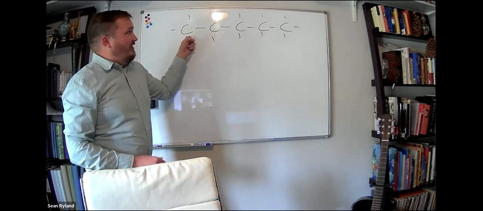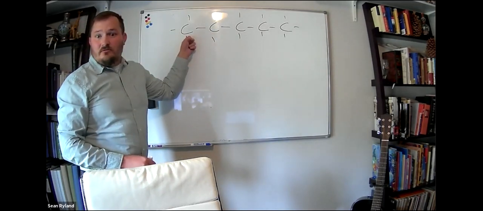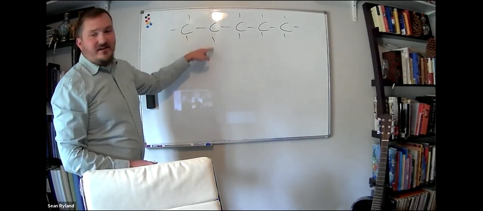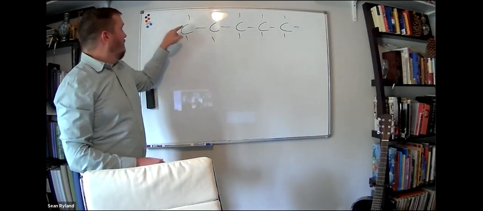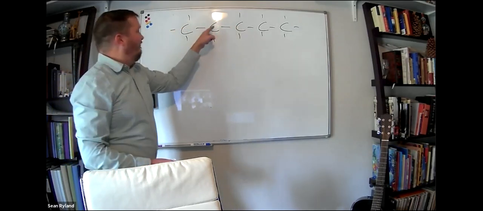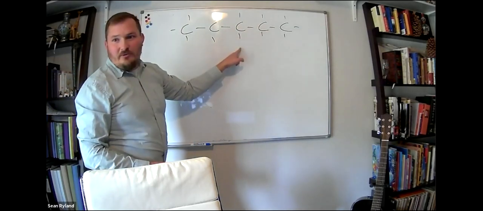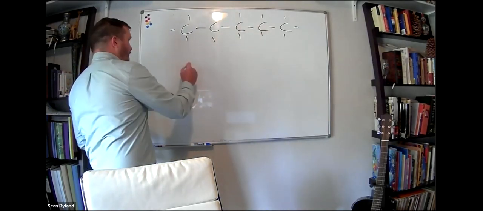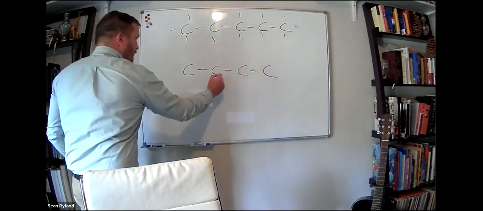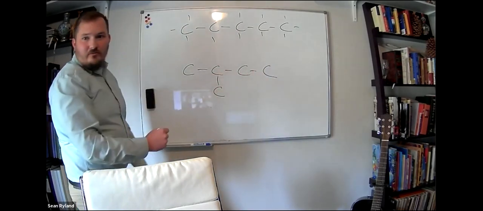If we took one off the end and attached it to the middle, we could have a different isomer, right? Not just here, because that would be the same molecule. But if we took this carbon and put it here, we would have four in a row with one carbon off the end, right? So we could have one, two, three, four with our fifth carbon off the middle.